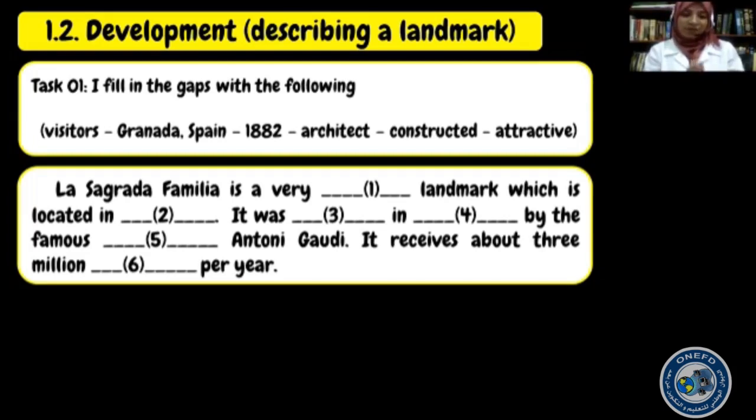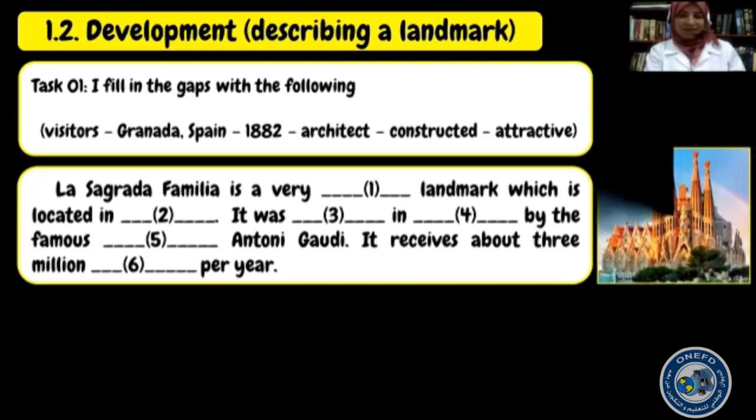I read the paragraph. We have here gaps from 1 to 6. We are going to fill in the gaps with the words between brackets. I read La Sagrada Familia. Here's the Sagrada Familia. It's a famous landmark in Spain. La Sagrada Familia is a very landmark which is located in. It was in by the famous Antoni Gaudí. It receives about 3 million per year. Now you have 2 minutes to fill in the gaps with the missing words.